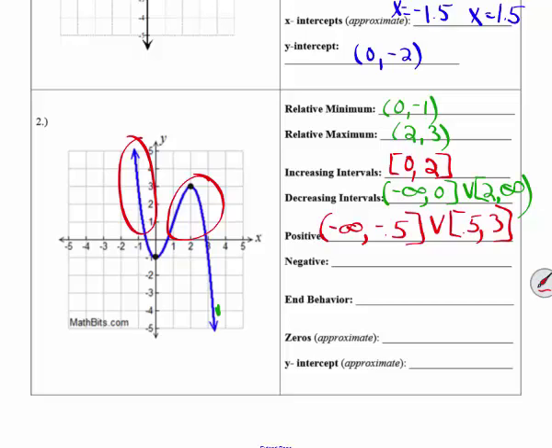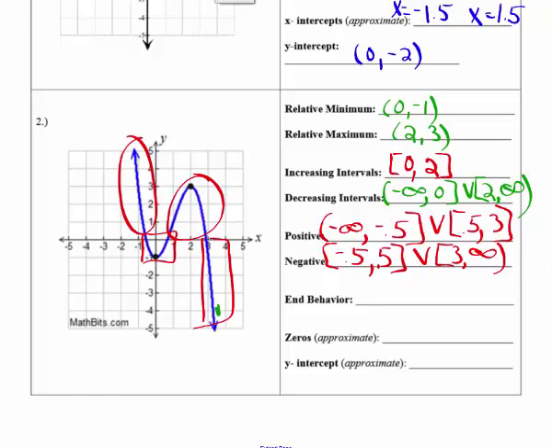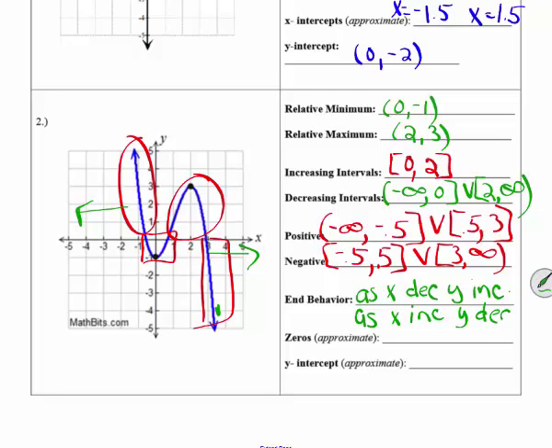Where is it negative? It's negative in this area and this area. So that's from -0.5 to 0.5, sorry. And then from 3 to infinity. End behavior, so end behavior is when you're looking out. So as x decreases, right, that's going this way, y increases. And then going this way, as x increases, y decreases.